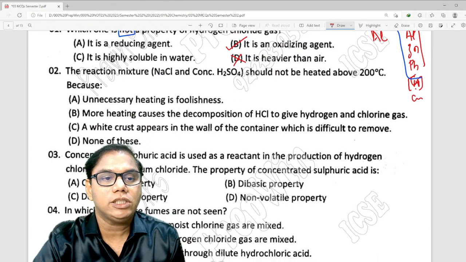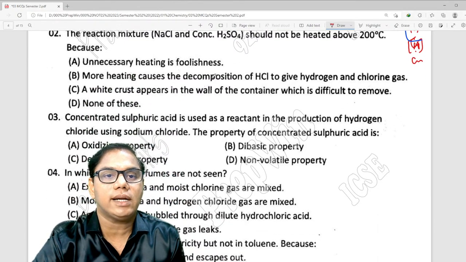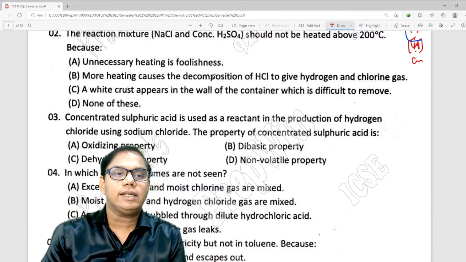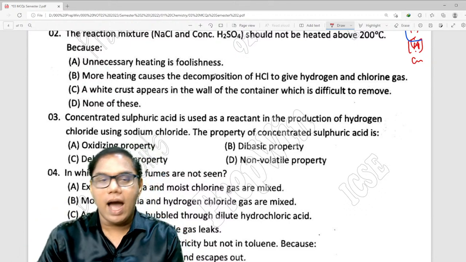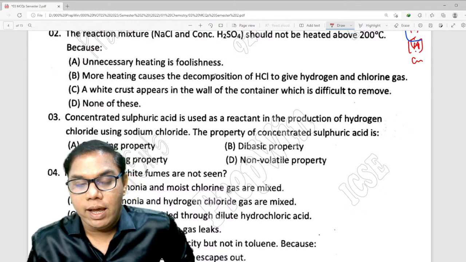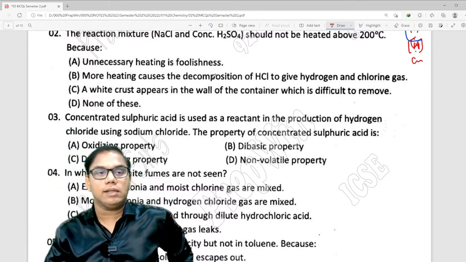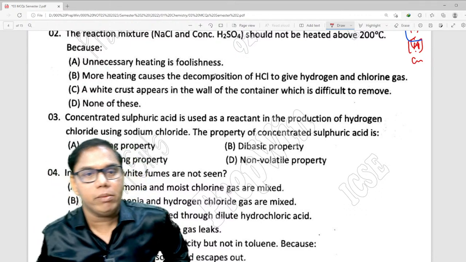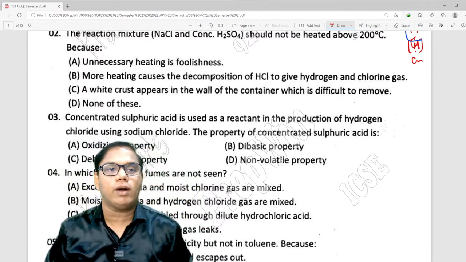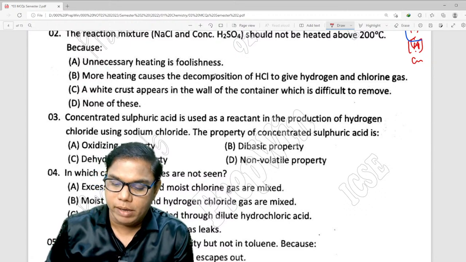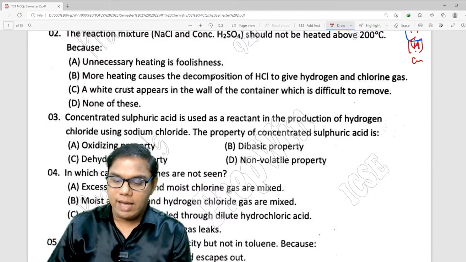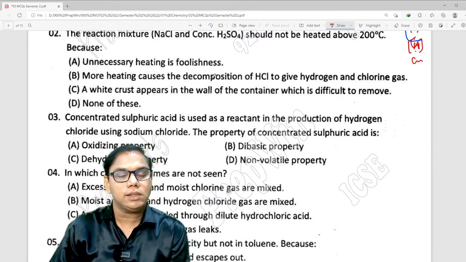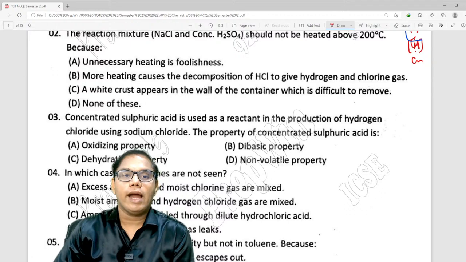In the reaction of a mixture of NaCl and concentrated sulfuric acid, it should not be heated above 200 degrees Celsius. Why? This is an important question, and everyone knows this answer, because this question came in every pre-board exam. We wrote 2 pre-boards, 3 pre-boards, 4 pre-boards, and this question was there in every pre-board. Why? Unnecessary heating is foolishness. What kind of option is this?